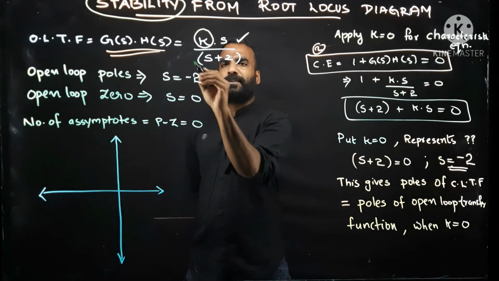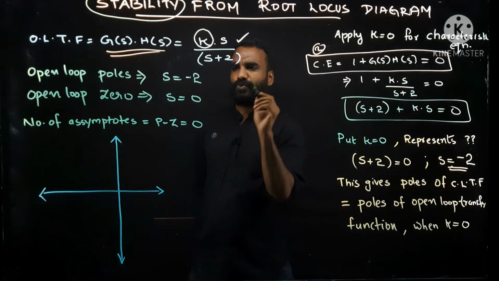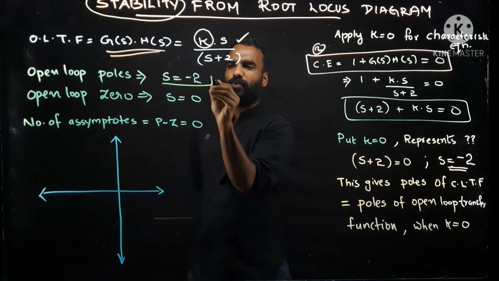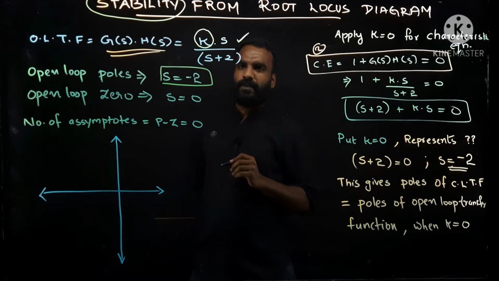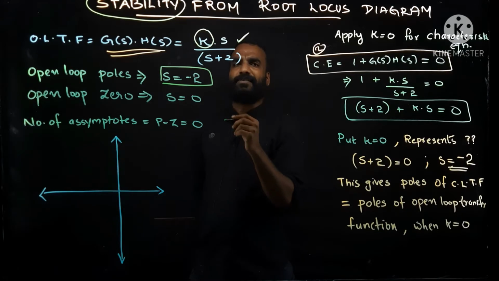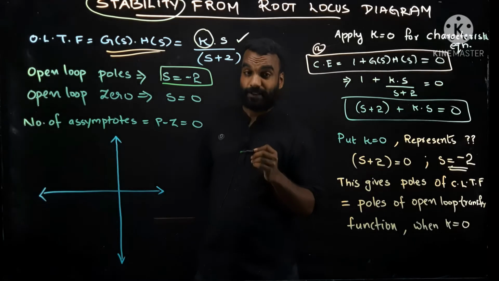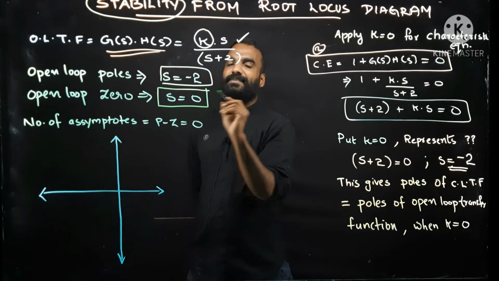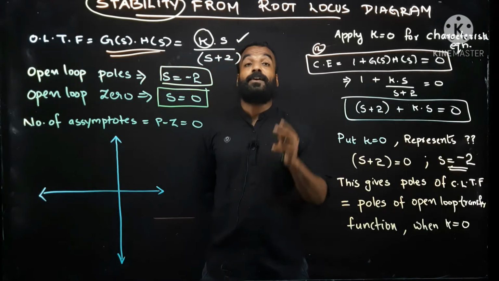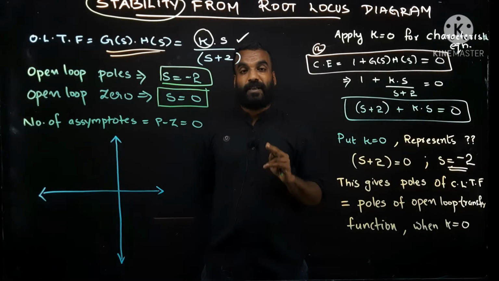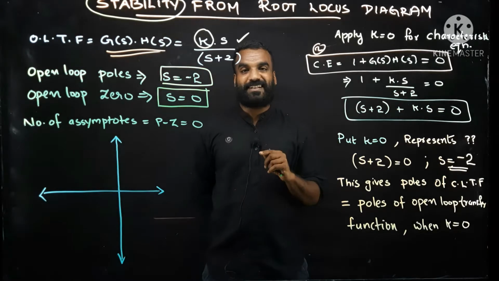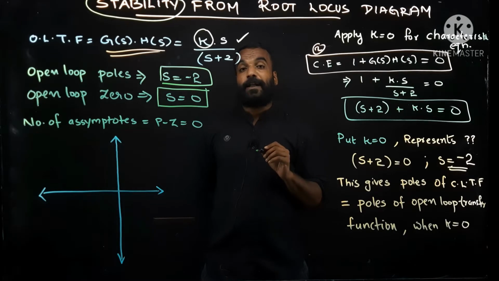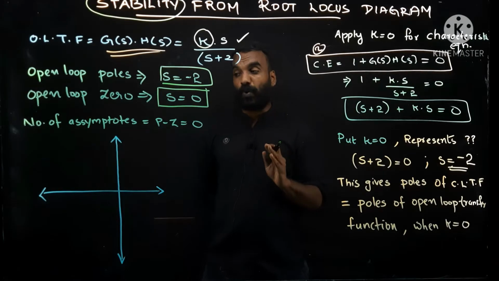In the denominator, s plus 2 is the term. It is a first order system, s plus 2. So equating s plus 2 to 0, s is equal to minus 2. Only one pole is there. Is there any zero? Yes, there is an s term in the numerator. So equate that to 0. Then the open loop zero is s equal to 0. So one finite pole is there, one finite zero is there. So no need to travel to infinity. That means no need for drawing asymptotes.